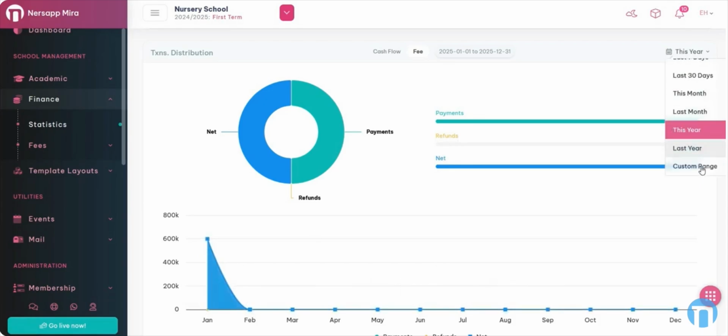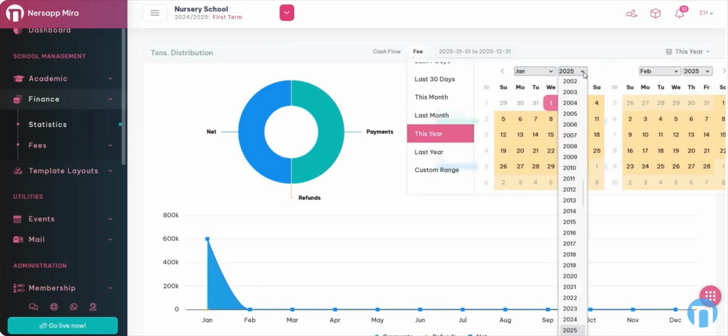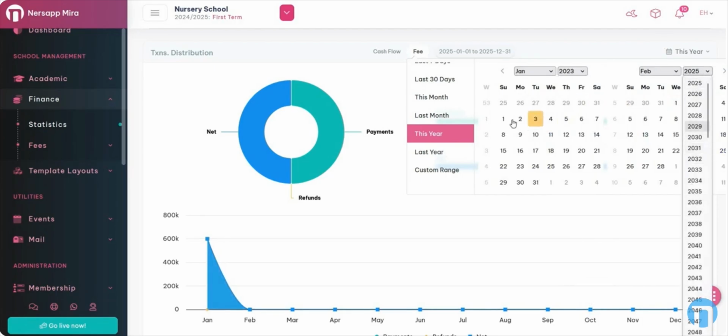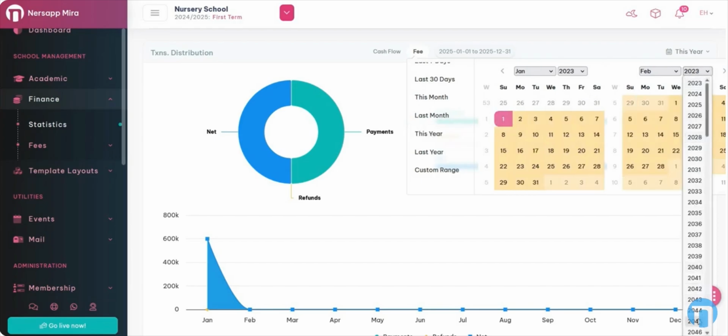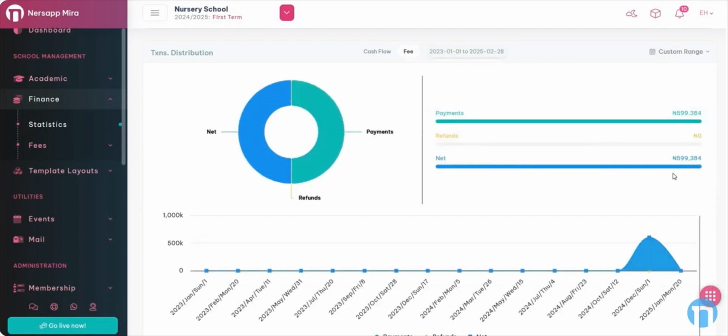We can also look for a custom date and track. For instance, if you want to track, say, from 2023 down to February 2025. So let's just pick the date 23. Let's go to 2025 here and dump it at February here. As you can see, this is a distribution for this date range.